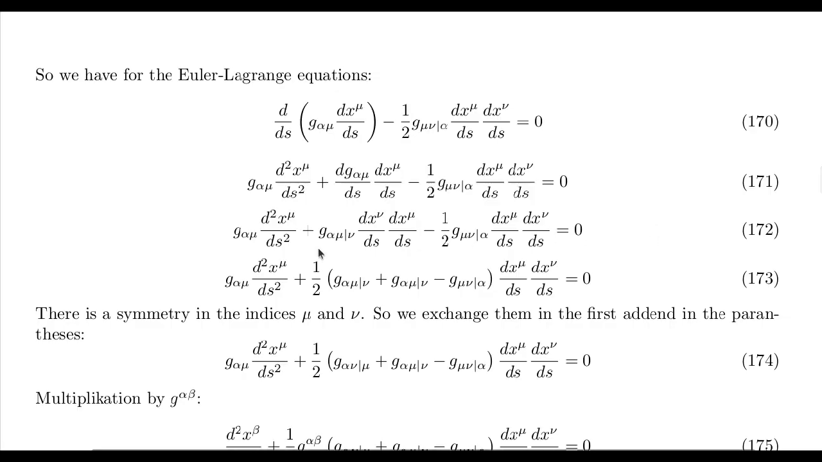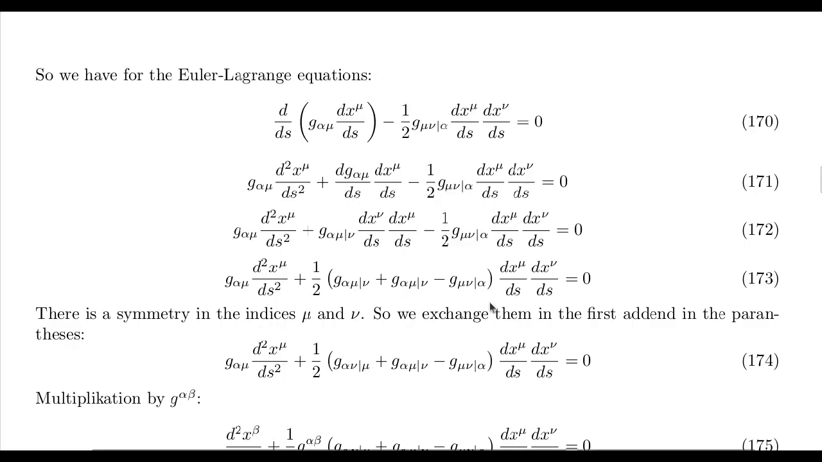Then we want to have g with a differentiation to a normal coordinate. So we use the chain rule of differentiation, and we write then differentiation with respect to nu, and here we have the additional differential quotient dx nu/ds. Then we factor out the metric tensor g.